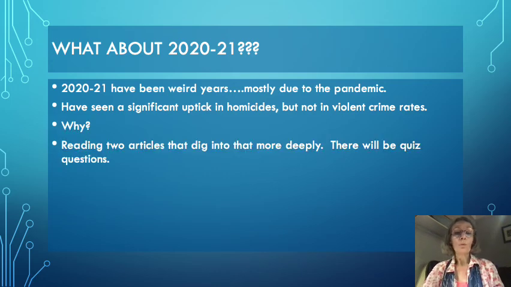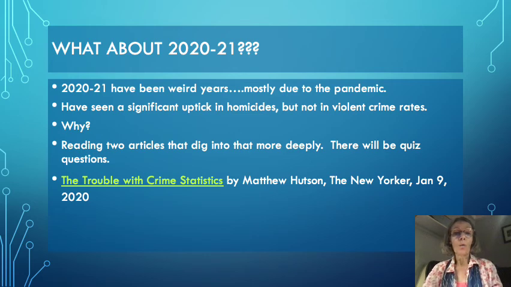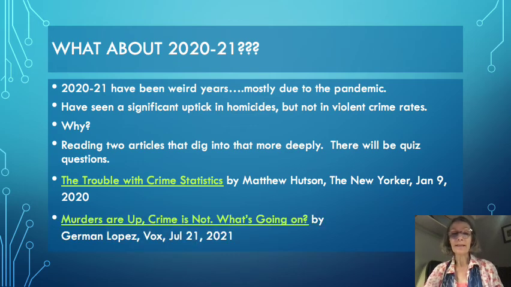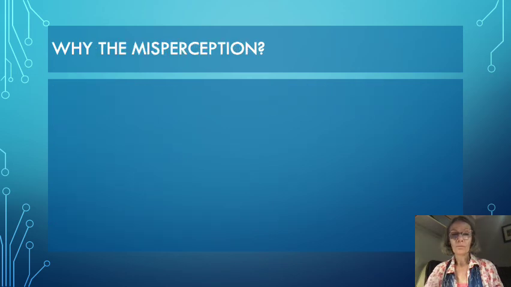Why is that? Well, you're going to be reading two articles that dig into that a lot more deeply, and there will be quiz questions on both of these articles. One is The Trouble with Crime Statistics from the New Yorker, which really talks about some of the challenges we face in trying to measure crime in the United States. And the other is Murders Are Up, Crime Is Not, What Is Going On by German Lopez from Vox. So make sure that you read them, not only because there are quiz questions on them, but because they're really interesting articles as well.